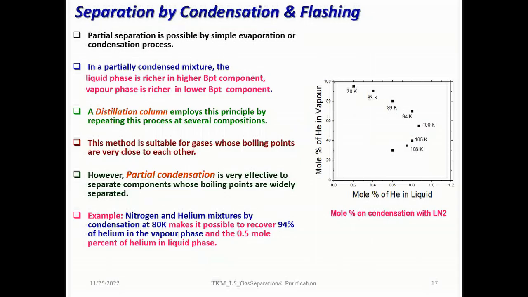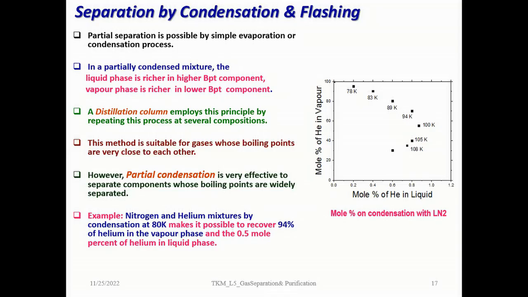One important method is to separate the gas by condensation and flash. Partial separation of gas is possible by simple evaporation or condensation. In a partially condensed mixture, the liquid phase is richer in the higher boiling point component, whereas the vapor phase is richer in the low boiling point component. In fact, a distillation column uses this principle by repeating this at several compositions.